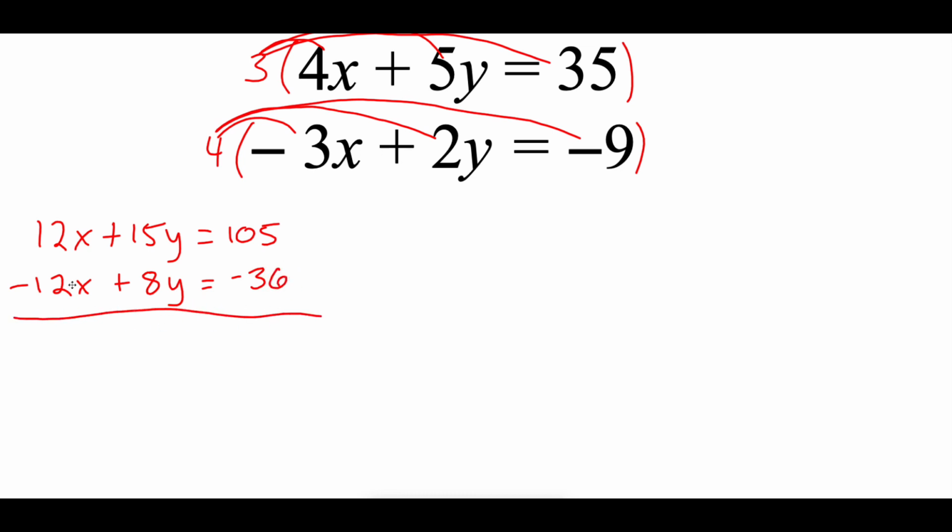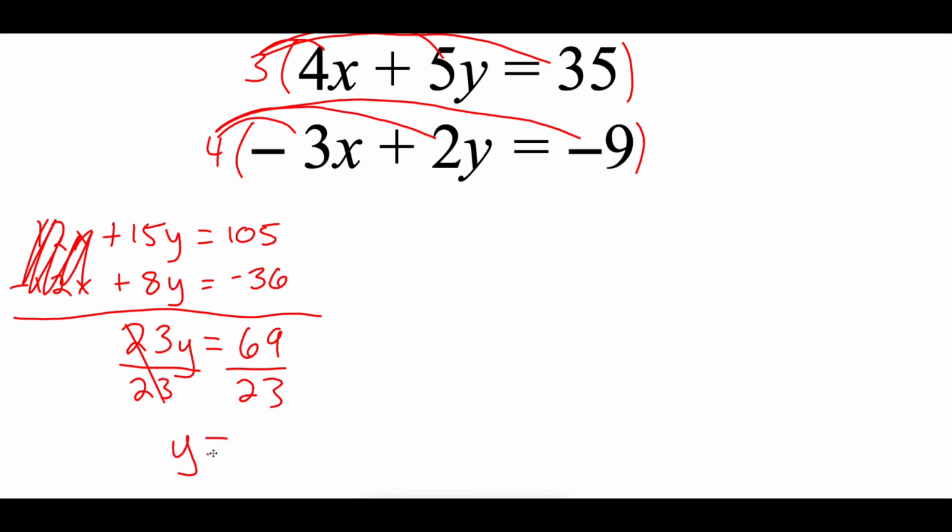Now when we add these together, because of the 12x and the negative 12x, those are going to cancel each other out. The 15y plus 8y, that's going to be 23y. And lastly, when we take 105 and add negative 36, that's going to give us 69 as an answer. Now we do want to get our y alone, so we have to get rid of that 23 that's in front of the y. So I'm going to divide everything in here by 23, and that should leave me with y equals 3 as our answer there.